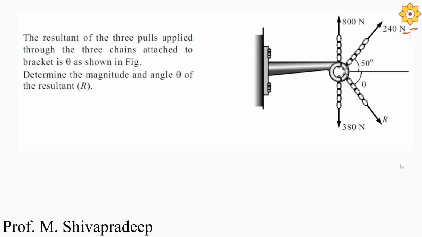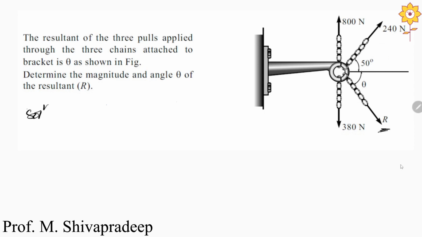So on the right hand side you can see we have three pulls, and all three pulls are attached to a bracket. We have to find out the magnitude and angle theta of the resultant, and the theta for this resultant as well on the right hand side. You may be wondering, this image looks complicated, but you can simplify this image.